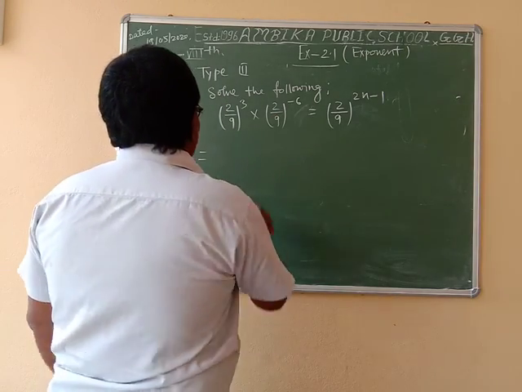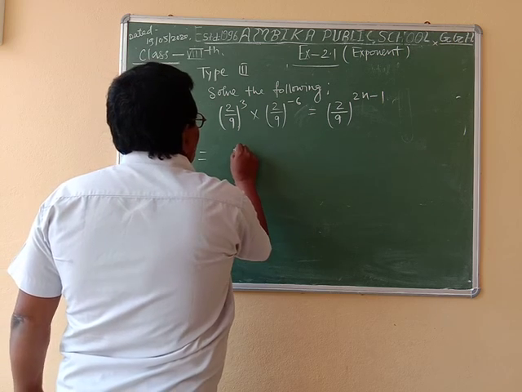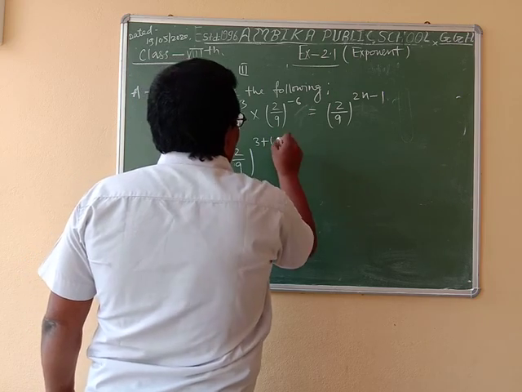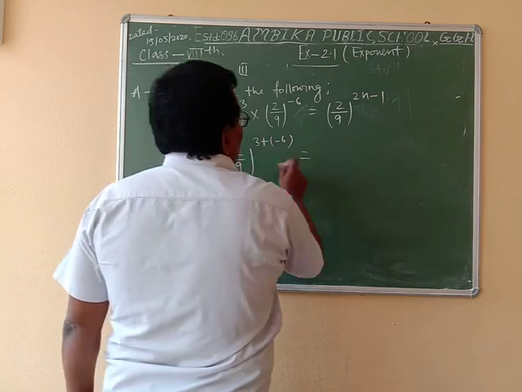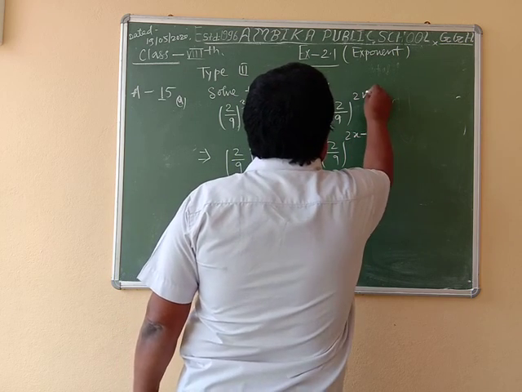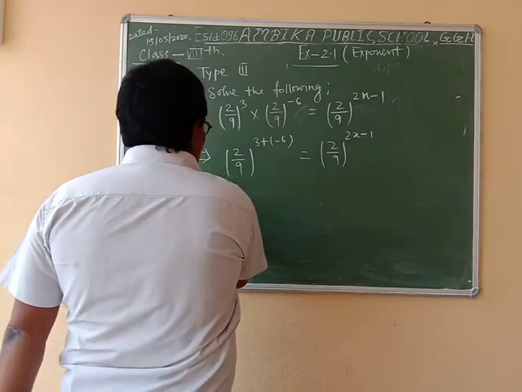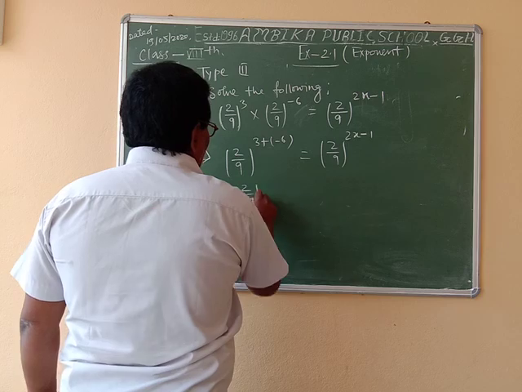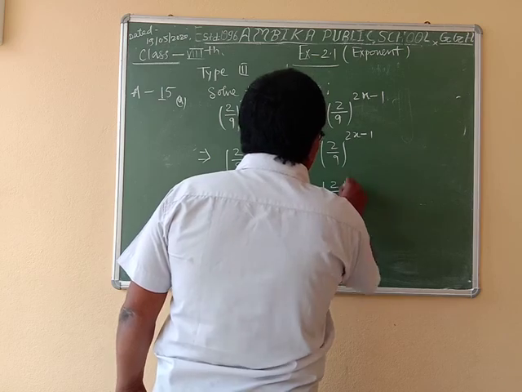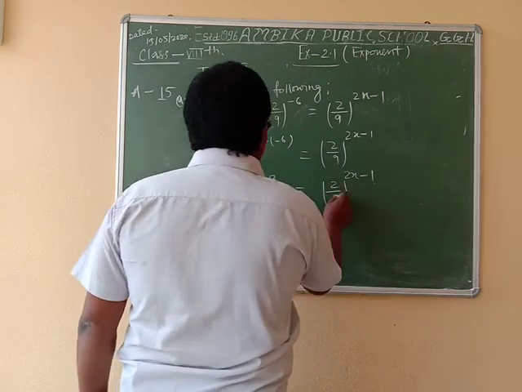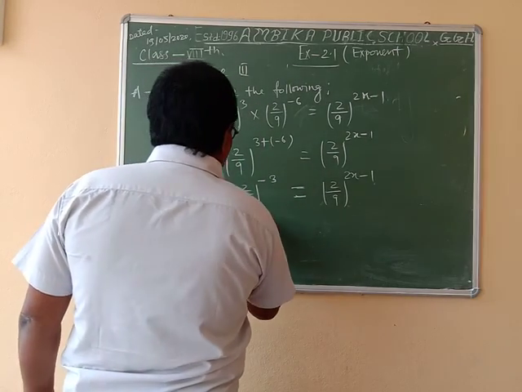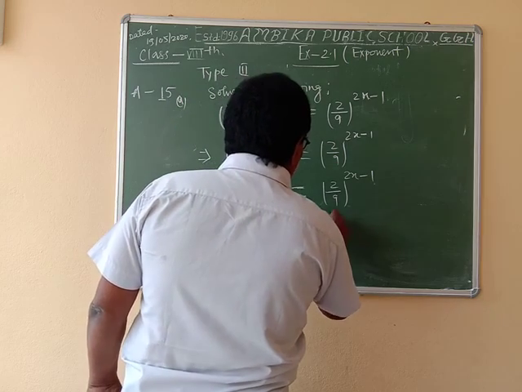We can write, however, 2 by 9 to the power 3 plus minus 6 is equal to 2 by 9 to the power 2x minus 1. So 2 by 9 to the power minus 3 is equal to 2 by 9 to the power 2x minus 1. Here we see that the bases are the same, so minus 3 is equal to 2x minus 1.